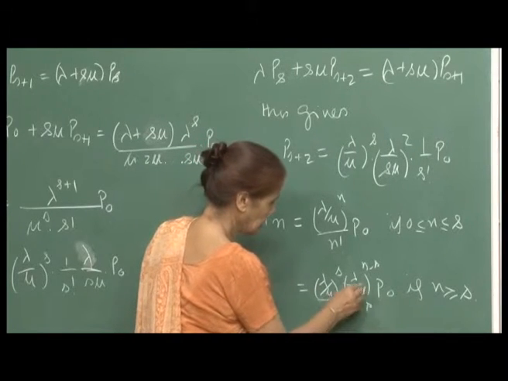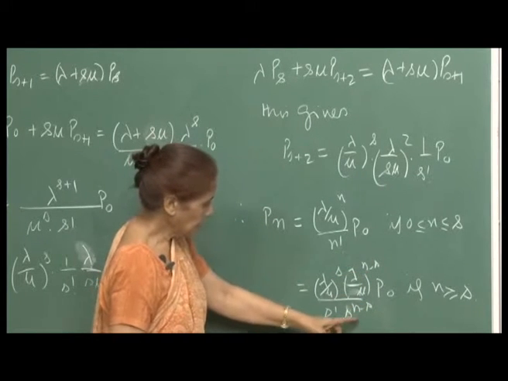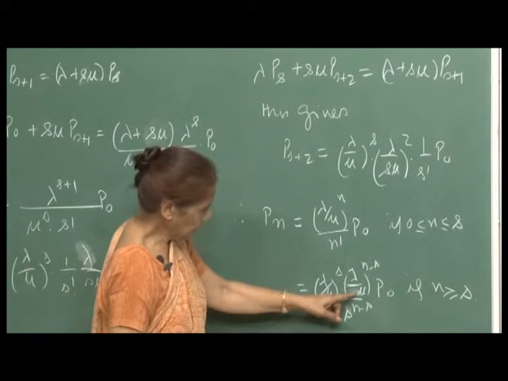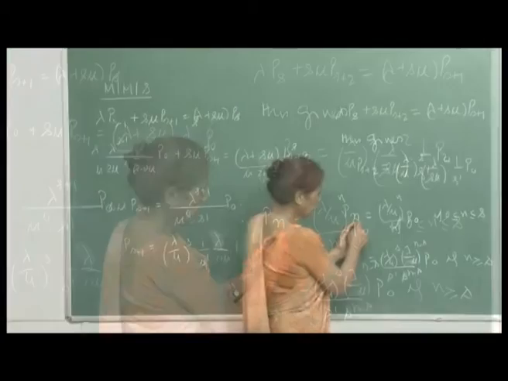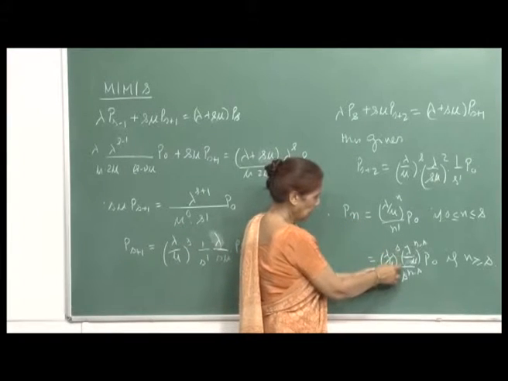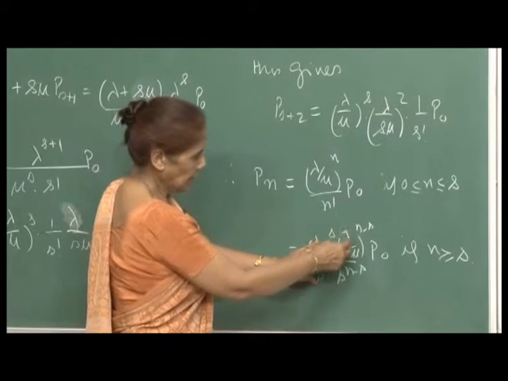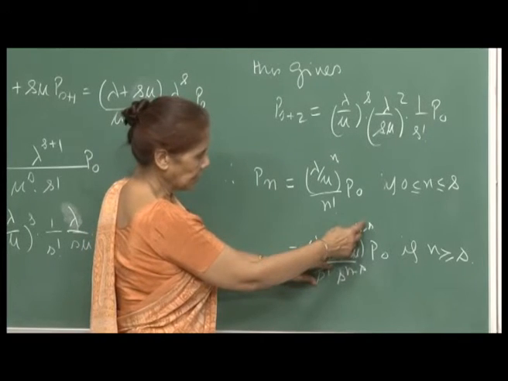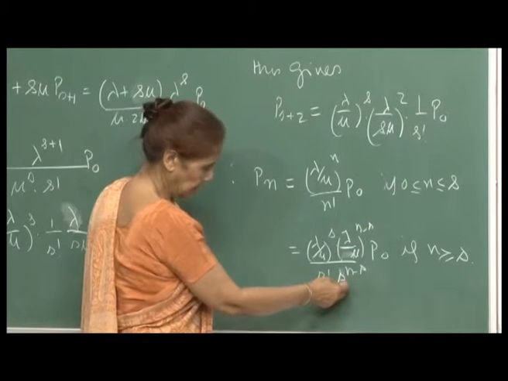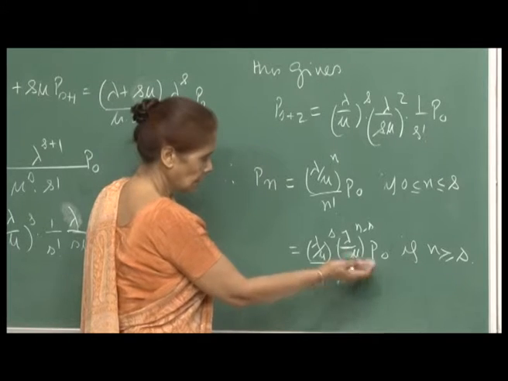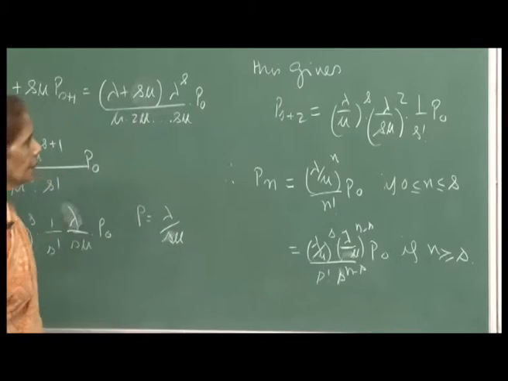So, this is (lambda by mu) raised to n minus 1 upon s raised to n minus s. Either s you can include with this, then it will be (lambda by mu) raised to n minus s. So, if you are writing the formula for Pn, (lambda by mu) raised to s upon s factorial is the common thing, and then it will be (lambda by mu s) raised to n minus s, which I choose to write as (lambda by mu) raised to n minus s divided by s raised to n minus s. So, it is the same thing into p naught if n is greater than or equal to s, right.